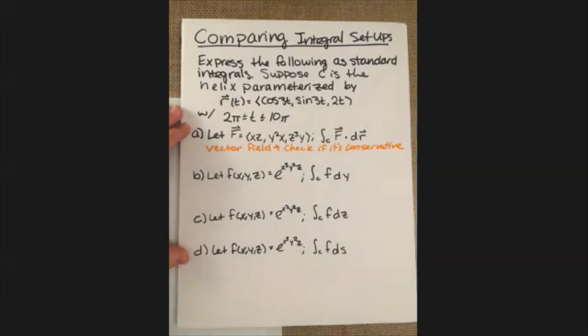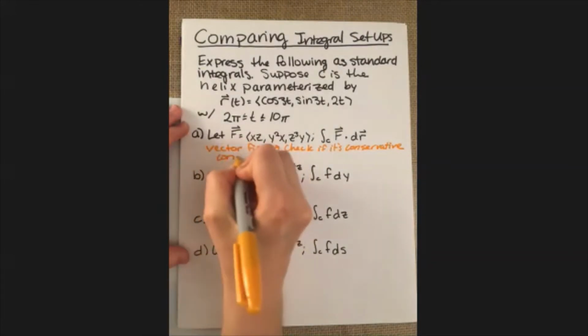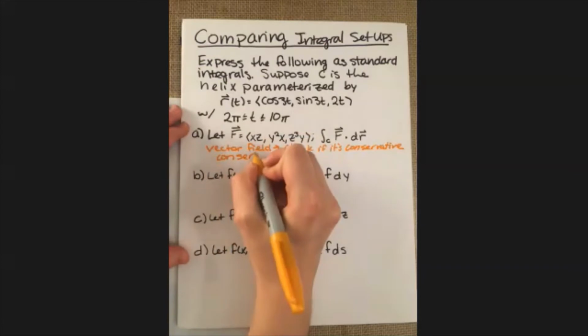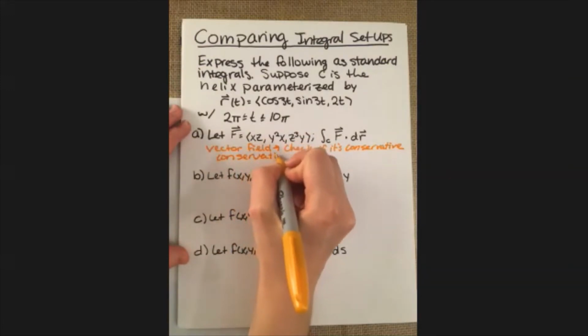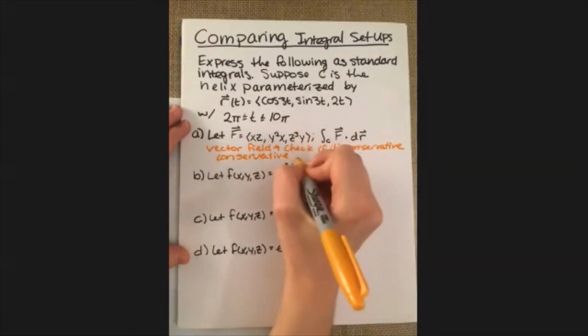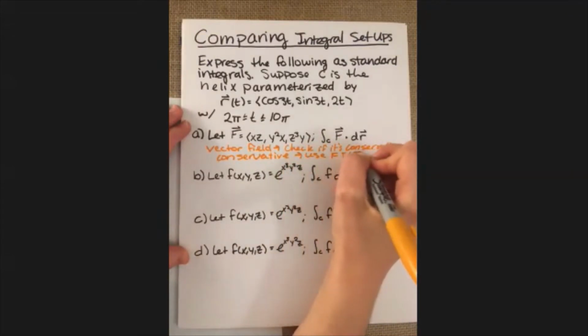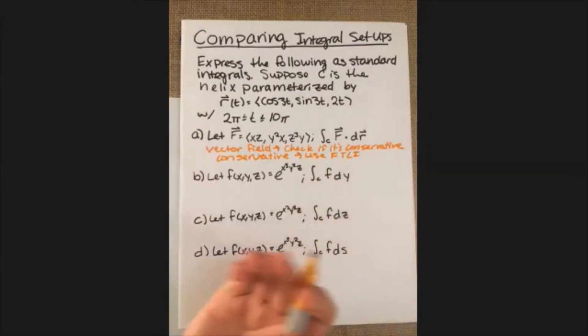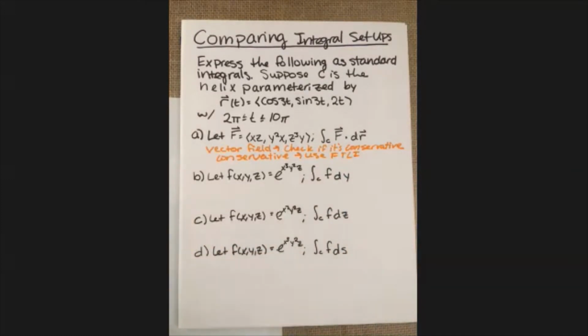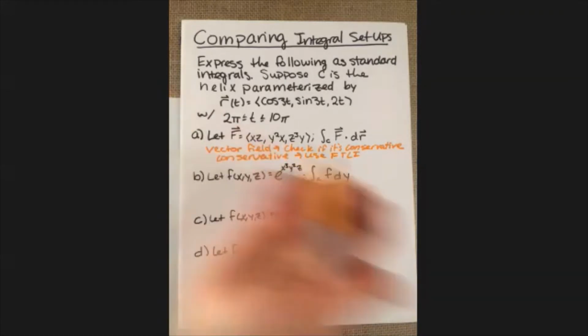If it does wind up being conservative, we are going to use the fundamental theorem for line integrals, which says that if you take the potential function that it came from and evaluate it at the endpoints of your curve, then you wind up getting the value of that whole integral, and it saves you quite a bit of work.